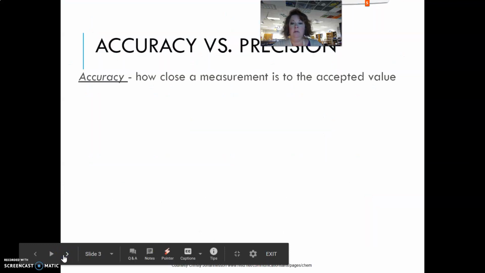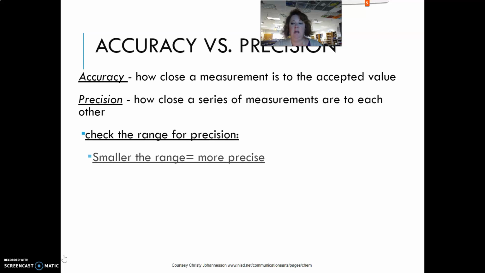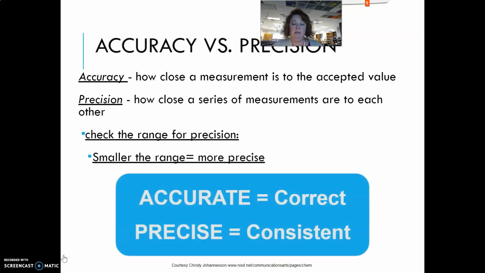So we're going to talk about accuracy versus precision. A lot of times people get these two terms confused. Accuracy is how close a measurement is to the accepted value, and precision is how close a series of measurements are to each other. So in other words, to check precision, you probably need to check the range. The smaller the range, the more precise it is. I think a lot about throwing darts, and in fact that's an analogy that we'll use. So accurate is correct, precise is consistent.